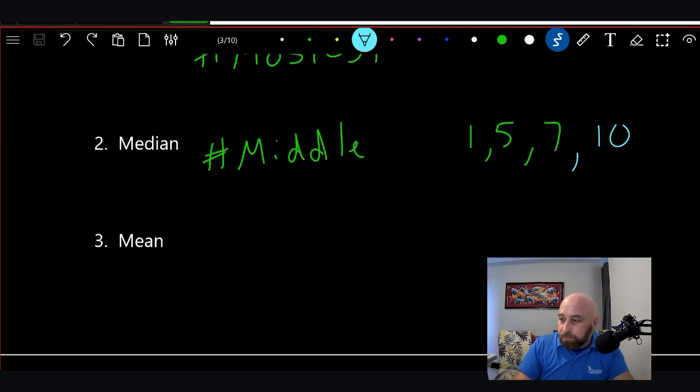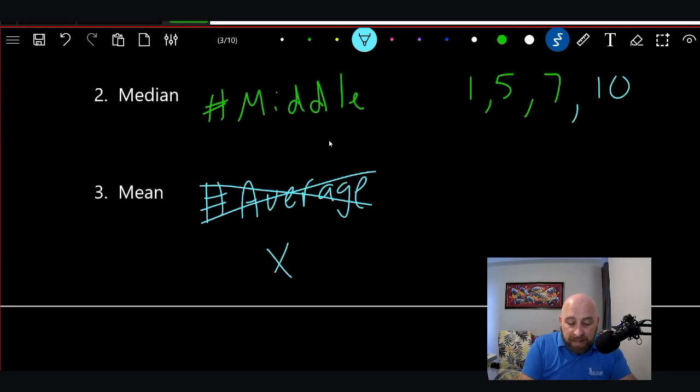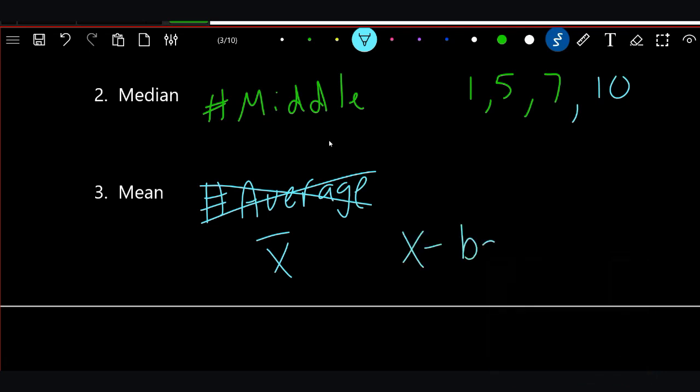Next, the mean. What does mean mean? Well, I've always told you that mean means average, and it does. But now that we are in statistics, we're kind of stepping up our game. You are never going to hear the word average anymore. Here's what you're going to see in statistics: X with a line over the X, which is read X bar. Whenever you see X bar in statistics, you need to think average.